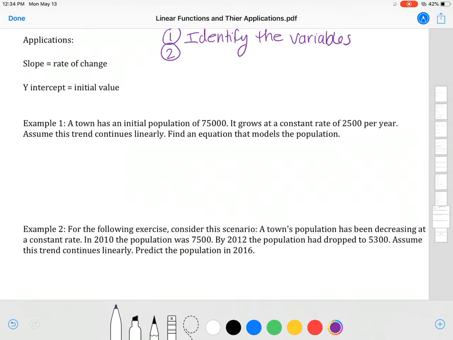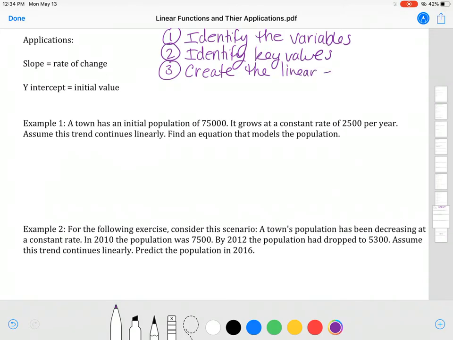In step 2, I want you to identify key values. These are the key values that we're going to use in order to formulate our linear equation. Then once we list out our key values, we can use those to create our equation in step 3. Sometimes the problem will ask us to just create the equation and that will be the end of it.